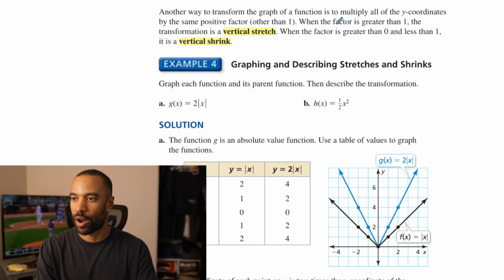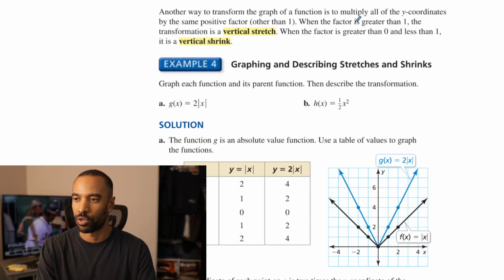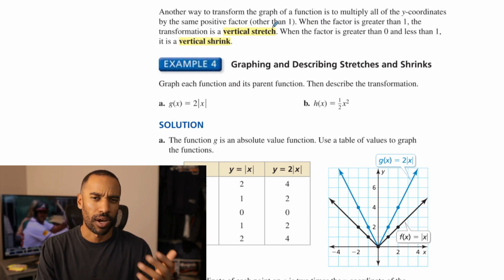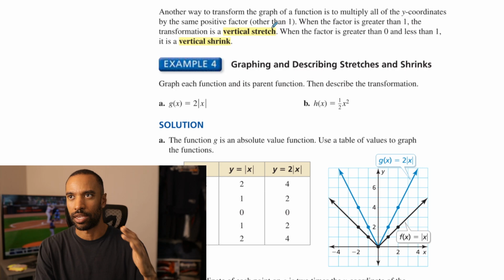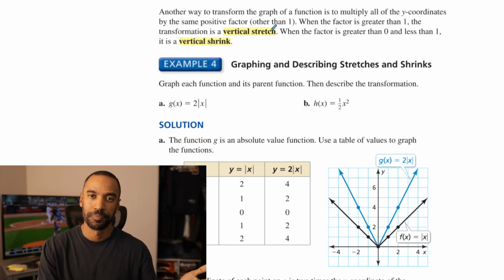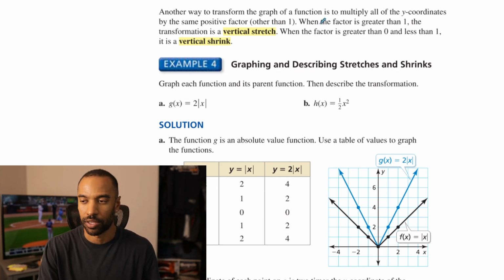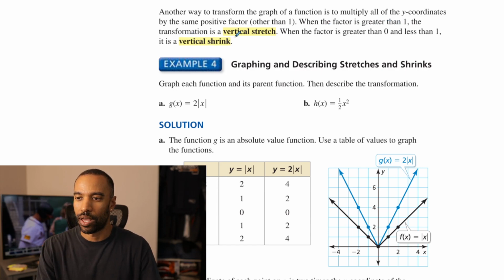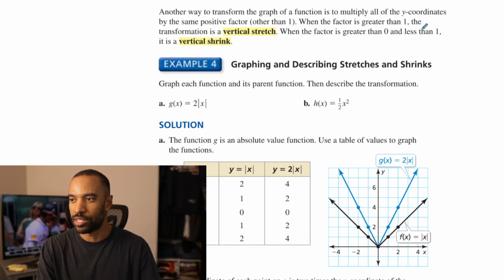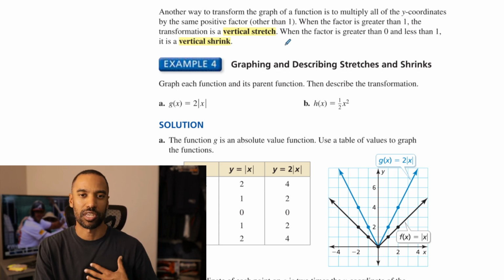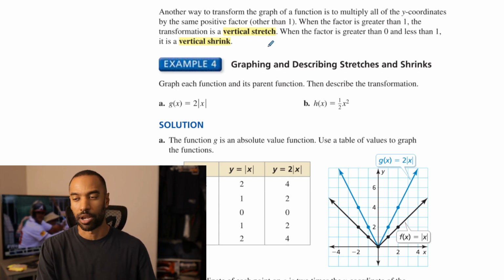Another way to transform the graph of a function is to multiply all the y coordinates by the same positive factor other than 1, because we're already at 1. When we have a parent function like y equals x squared, that means 1x squared. So if you multiply by 1, we don't change its value. When the factor is greater than 1, the transformation is a vertical stretch. When it's between 0 and 1, it's a vertical shrink. I might say vertical compression. Shrink and compression, same kind of thing.